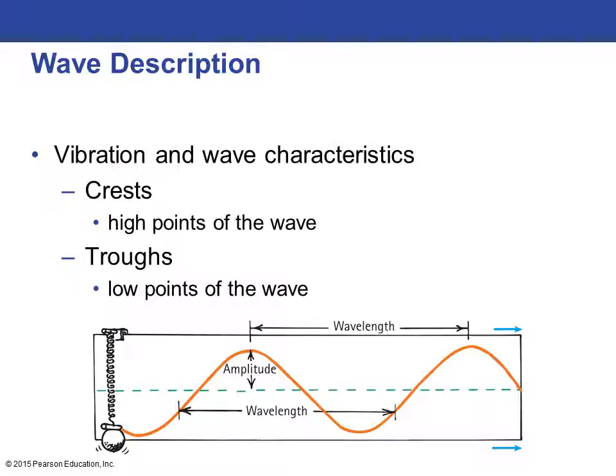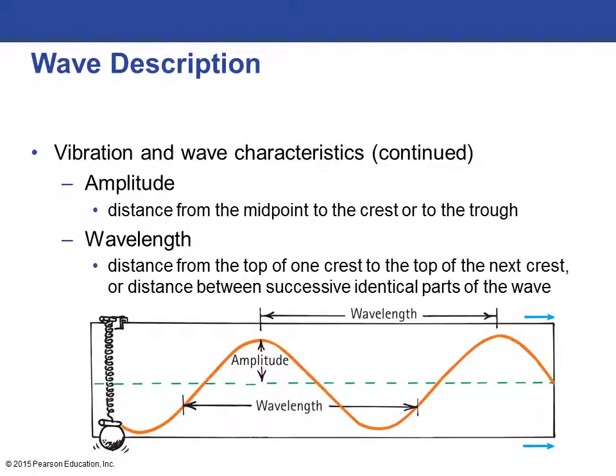Now, vibrations and waves have certain characteristics, and one is they all have crests, which, as we talked about, is that high point on the wave here. That's known as the crest, and the low point on the wave is called the trough. So this kind of looks like a trough. This kind of looks like a crest. Crest is the high point, trough is the low point.